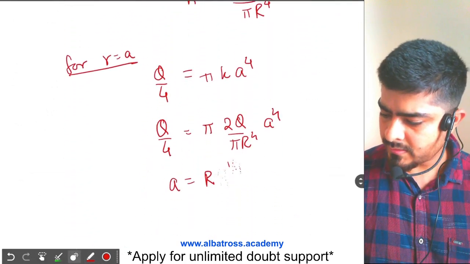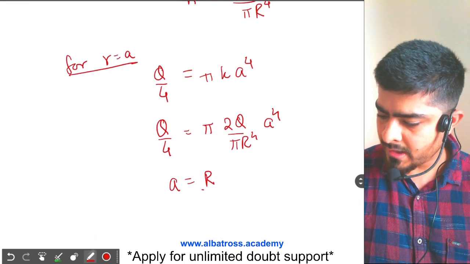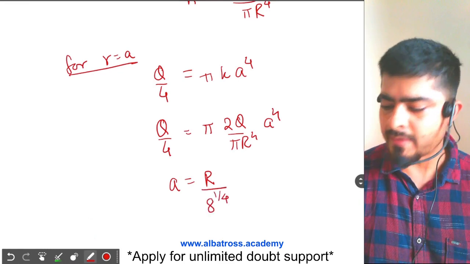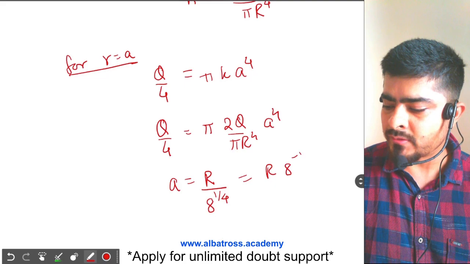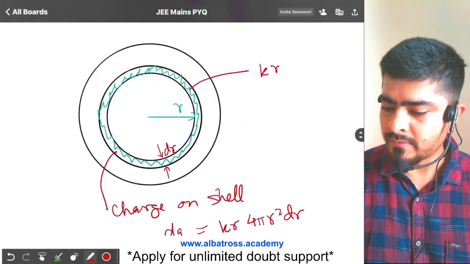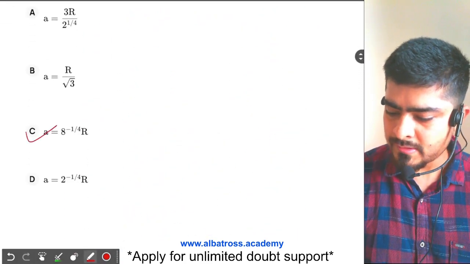Yeah, small mistake. It should be R divided by 8 to the power 1 by 4. So there will be R times 8 to the power minus 1 by 4. So option C will be correct.